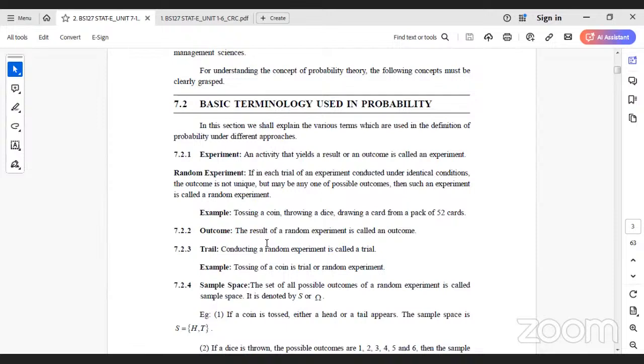So in this section we shall explain the various terms which are used in the definition of probability under different approaches. An activity that yields results or outcomes is called an experiment. What is a random experiment?